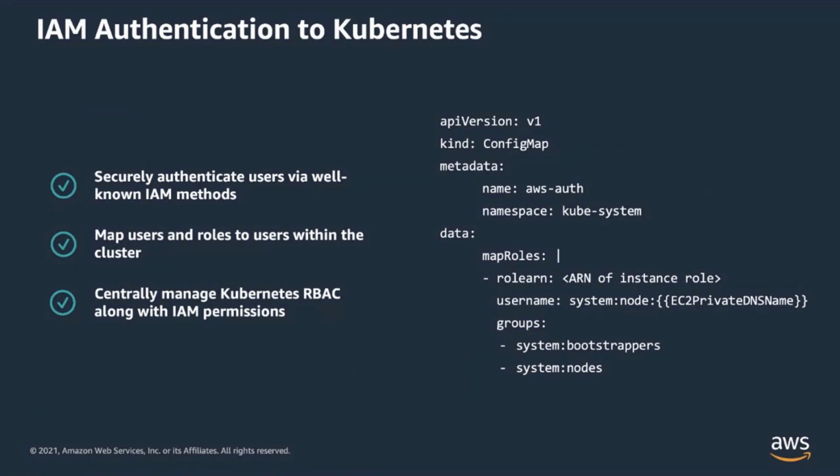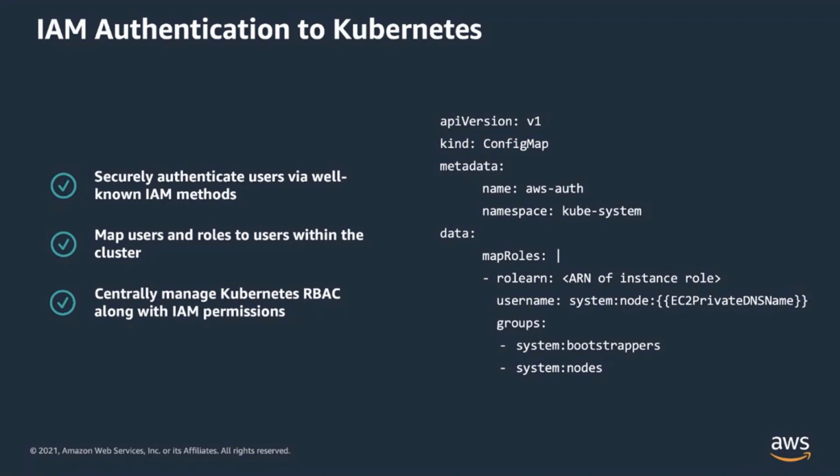Management of users and authentication is done with a config map that we call the AWS Auth config map. I have an example config map on the slide to show you what it looks like. This is how we securely map IAM users and IAM roles to Kubernetes users and Kubernetes groups. Authentication is separate from authorization. Authentication is handled by IAM. IAM will identify who you are through an IAM user or an IAM role. Authorization, on the other hand, is handled by Kubernetes role-based access control, and it's managed through Kubernetes roles and role bindings.